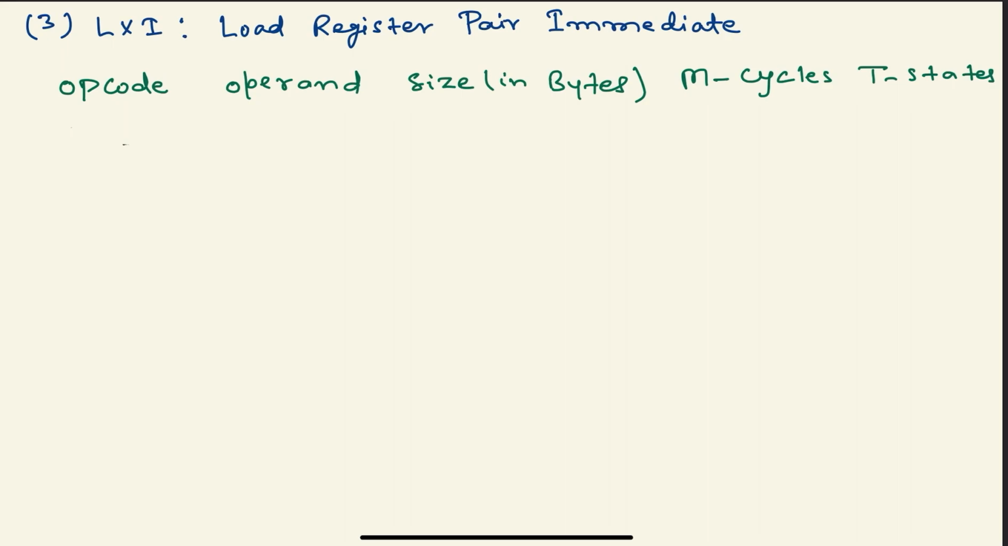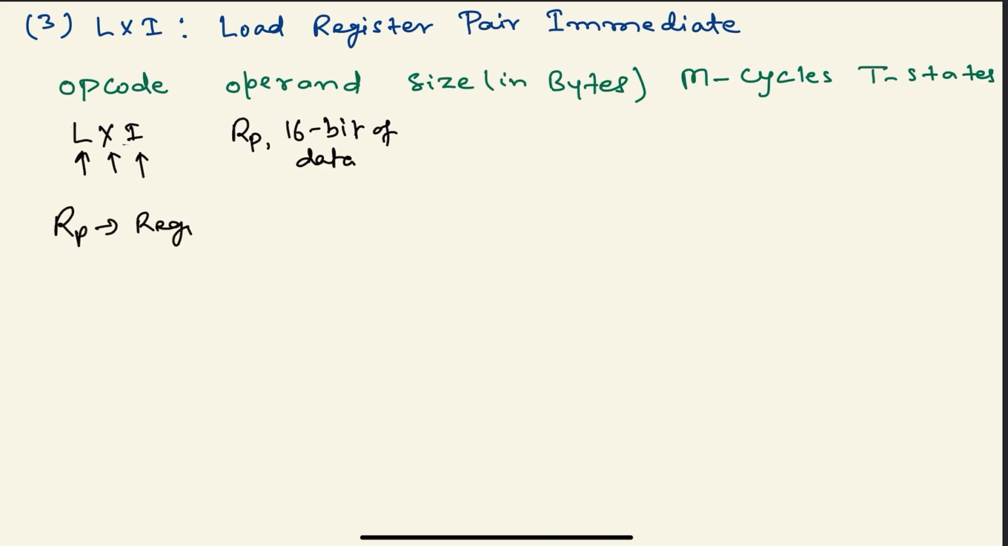In the format of this LXI, the opcode will be LXI and the operand will be a register pair with 16 bit of data. Here L means load, X means register pair, and I means immediate data. That immediate data will be 16 bit of data. And here this RP denotes a register pair.